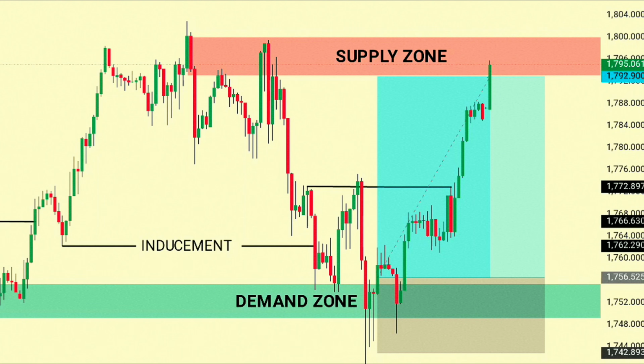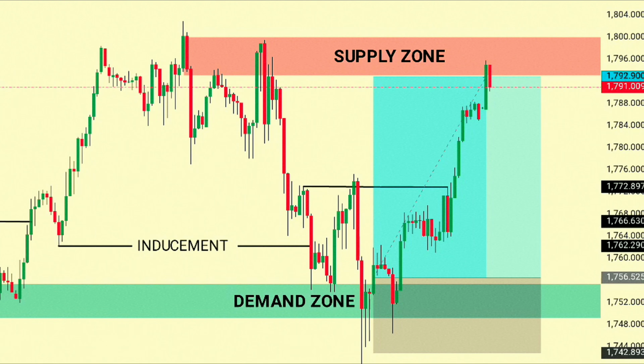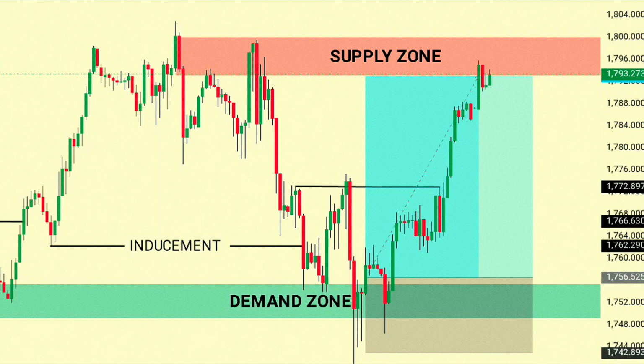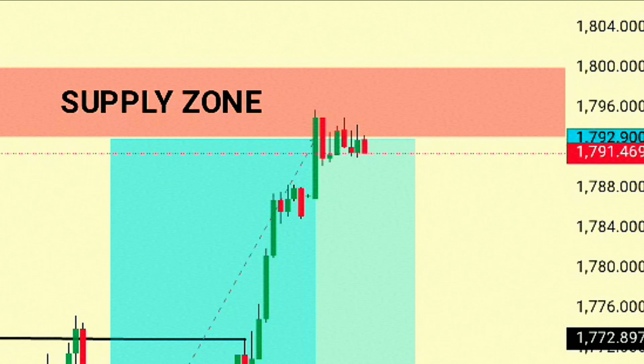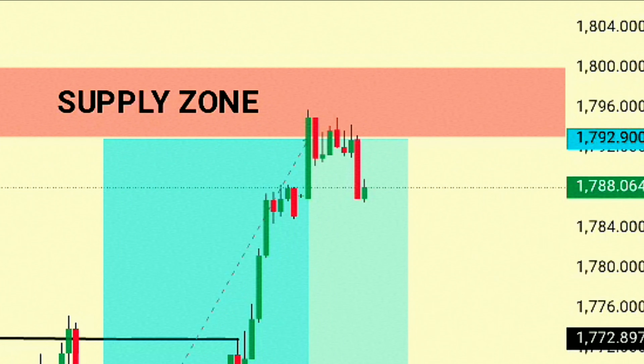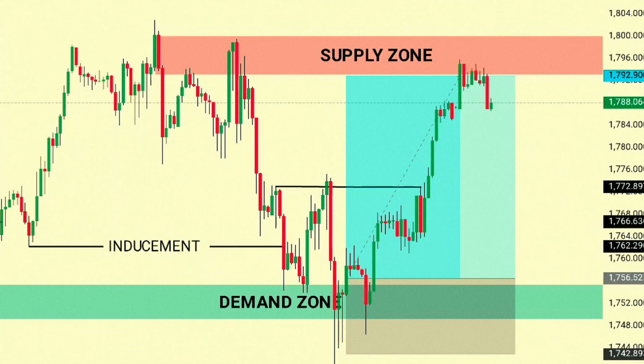Because price was now approaching the exact supply area where strong reactions could appear. So instead of entering late, I started waiting for bearish confirmation inside supply. And this is where the entire market narrative started changing. Price slowly began losing bullish strength, and the reaction from supply started becoming more obvious.